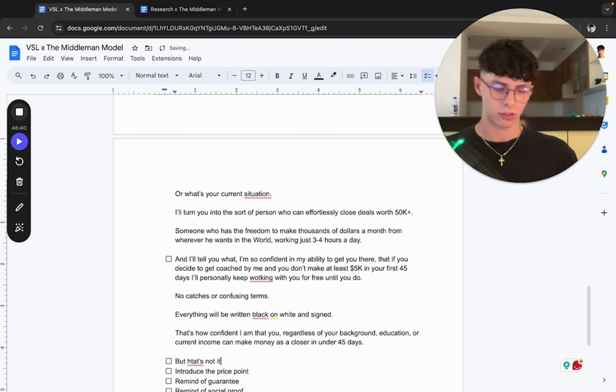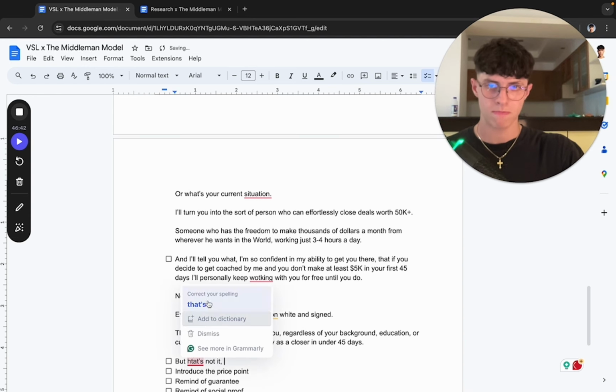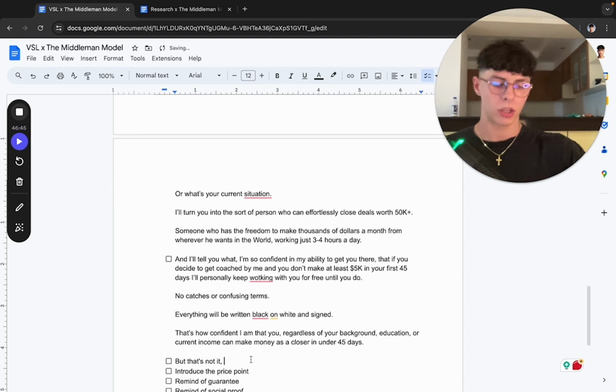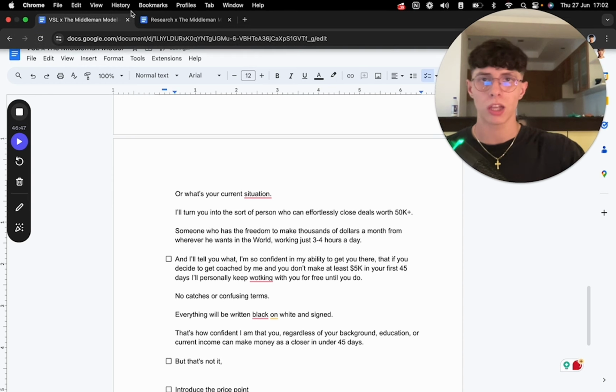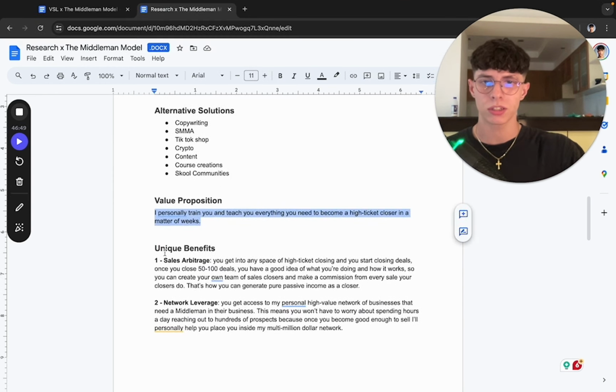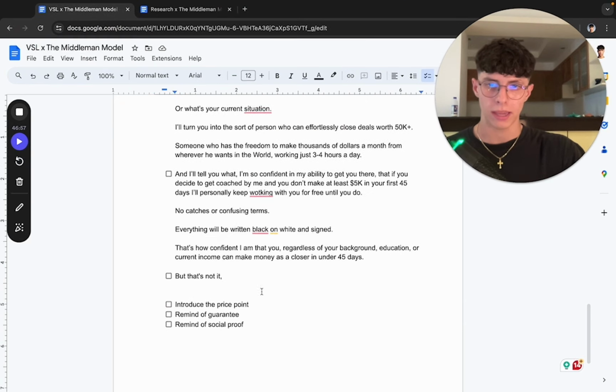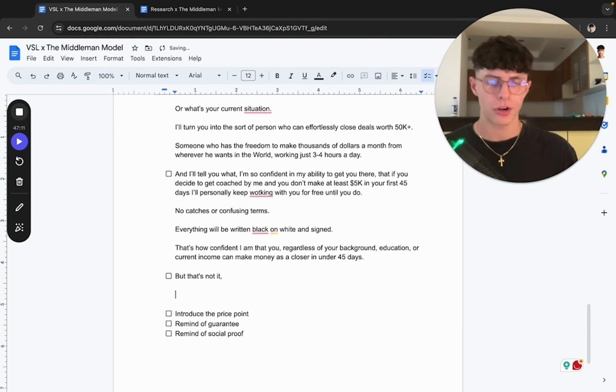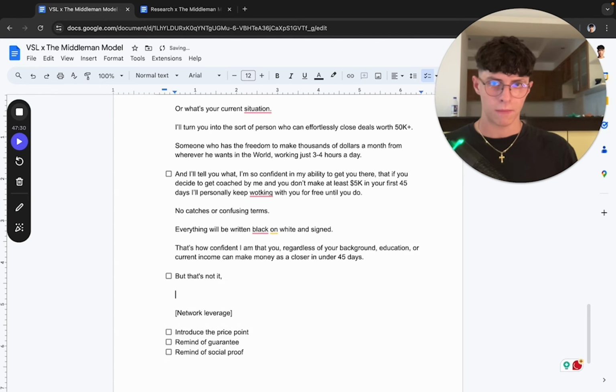But that's not it, because now we're going to the unique benefits, because we have some. As we said here, the unique benefits are sales arbitrage and network leverage. So if we go back here, I would add, I'm not gonna write all of it, I'm gonna say network leverage, then we're gonna put, but that's not it.